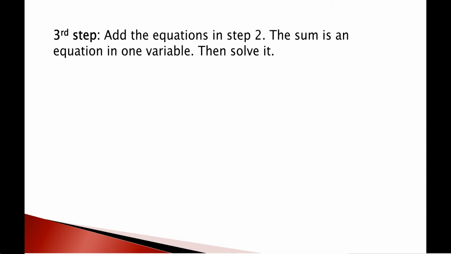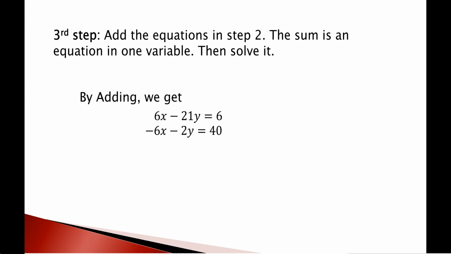In our third step, we are going to add the equations that we formed in step 2, and this will give us a single equation in a single variable, and then we can easily solve it. So this is our first equation after multiplying by 3. This is my second equation after multiplying by negative 2, and if we add them, my variable x will vanish, and we will find a single equation, negative 23y equals 46, in variable y. And if we solve this equation, we find y equals negative 2.